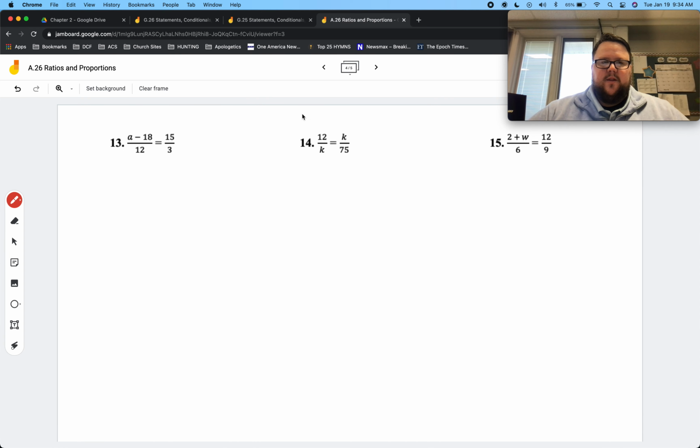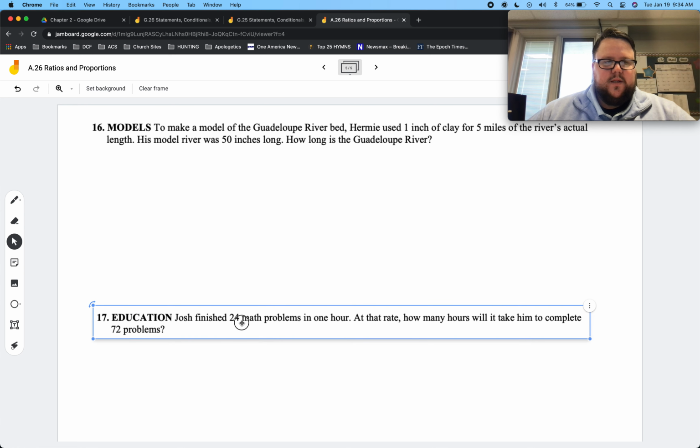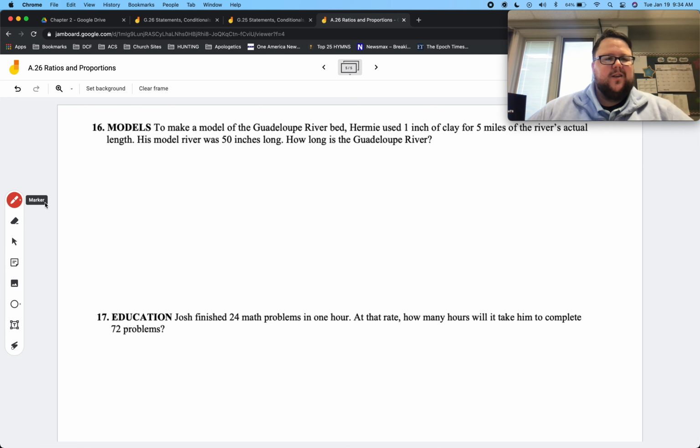And then you have a couple more here, and you have two problems where they're word problems, but they're quick word problems. So I want to show them to you. I'm not going to solve them for you, but I am going to set up the ratios for you. To make a model of the Guadalupe riverbed, Hermie used 1 inch of clay for 5 miles of river's actual length. His model river was 50 inches long. How long is the Guadalupe River?